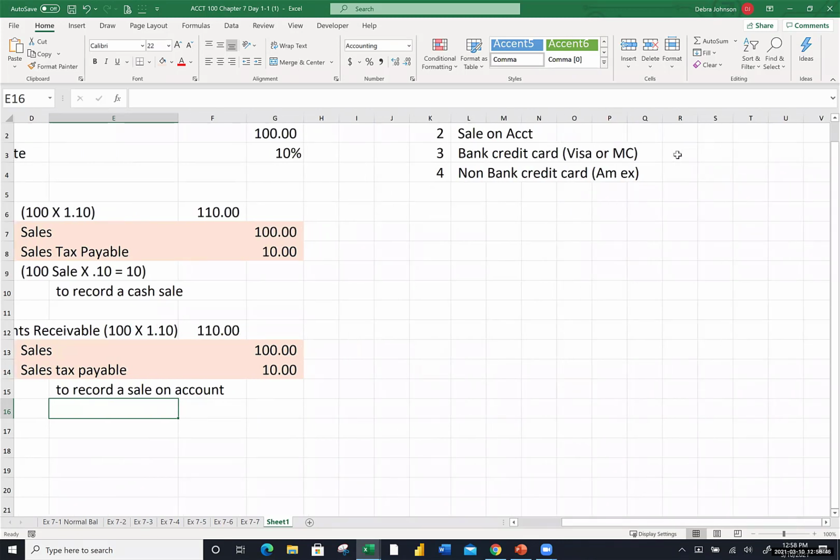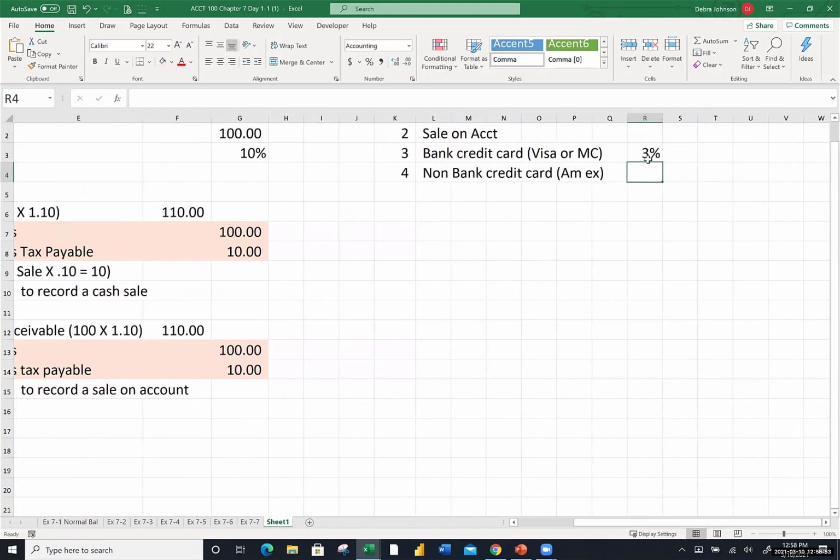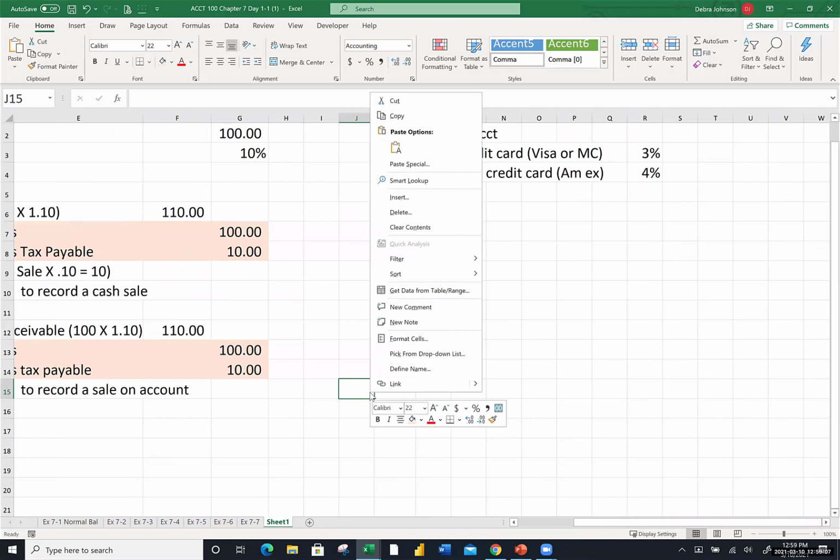So I'm going to use a typical 3% fee. So let me go change my set of facts up here. On bank credit cards, we're going to assume a 3% fee. And on non-bank credit cards, it tends to be a little bit higher. We'll go ahead and use a 4% fee. So let me show you how that works. Let's do a bank credit card. If I were to pull a credit card out of my wallet right now, there would be the name of a bank. It would say Bank of America Visa, or it might say Chase MasterCard. That's a bank credit card.